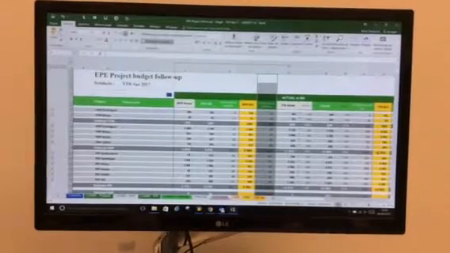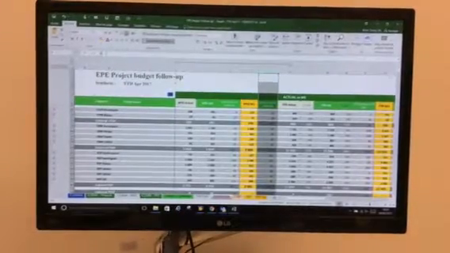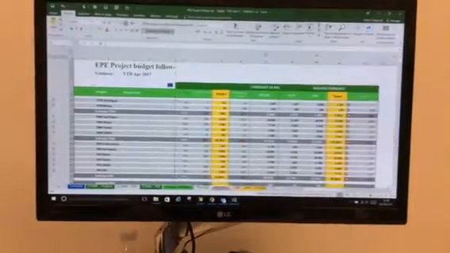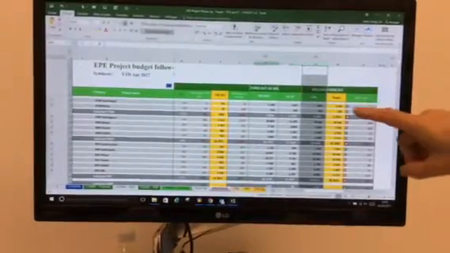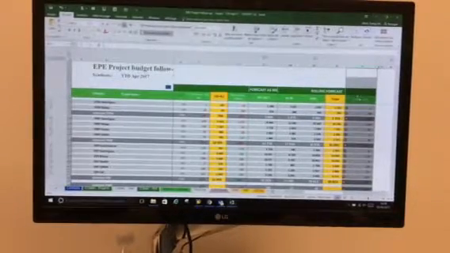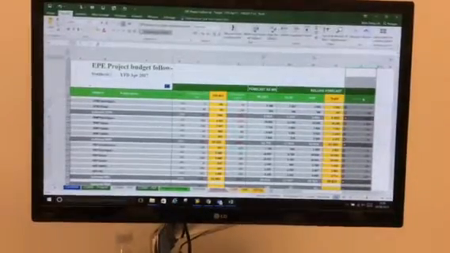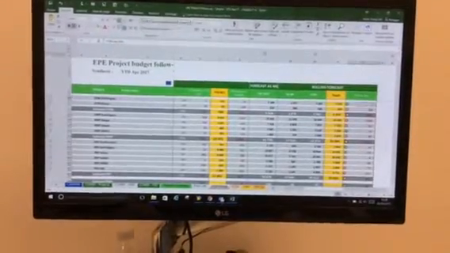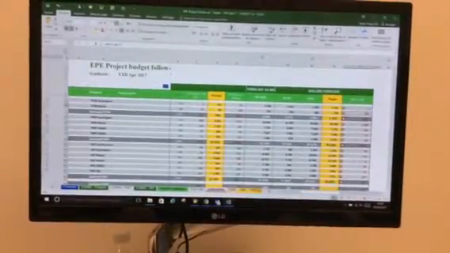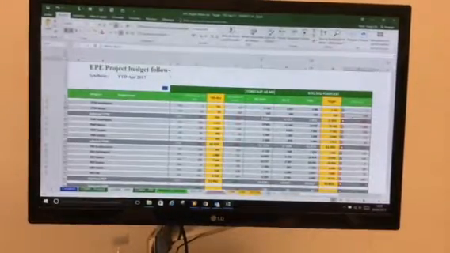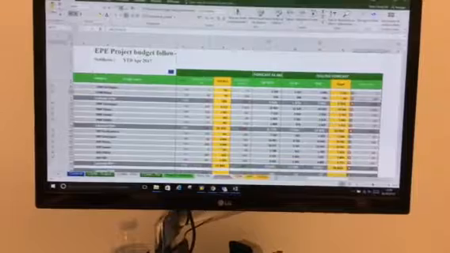And what are the ticks and crosses at the end, after that column? This one, AE, AF. Those are ticks and crosses. Green is okay, it's below budget, and red is when it's overspending, above budget.